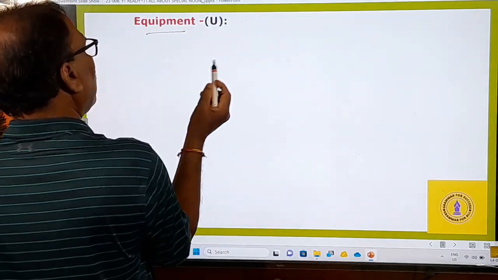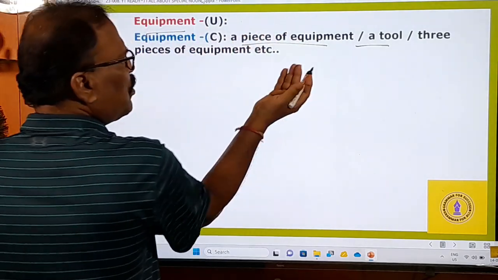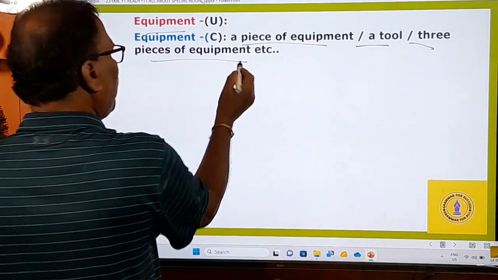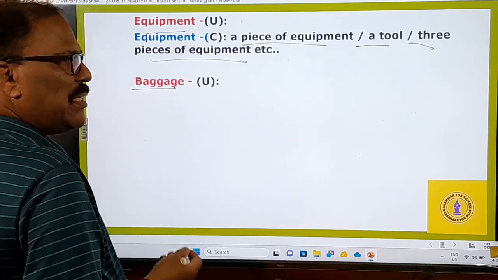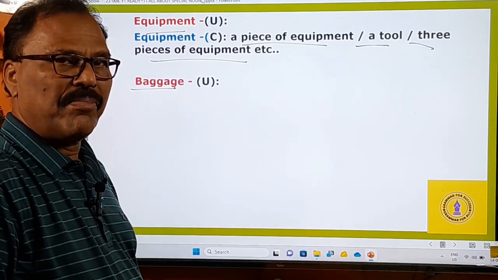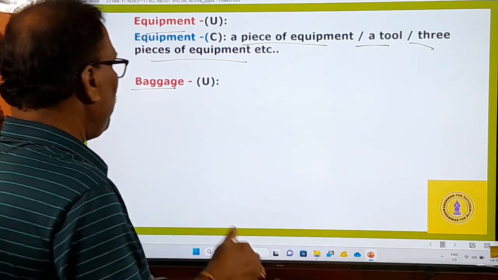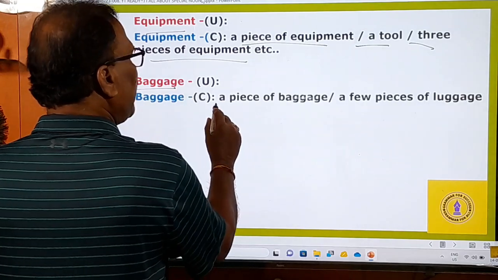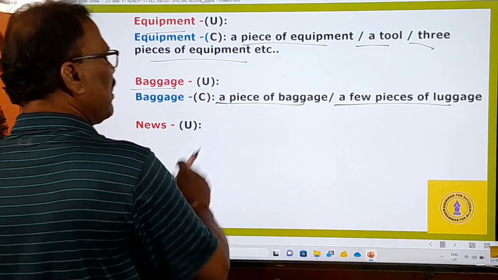Equipment is there. A piece of equipment, a tool, three pieces of equipment, you can say that. Similarly, baggage is there. Baggage has no plural form. You cannot say one bag, two bag, three bag, like that. So baggage, a piece of baggage, a few pieces of baggage, two pieces of baggage.